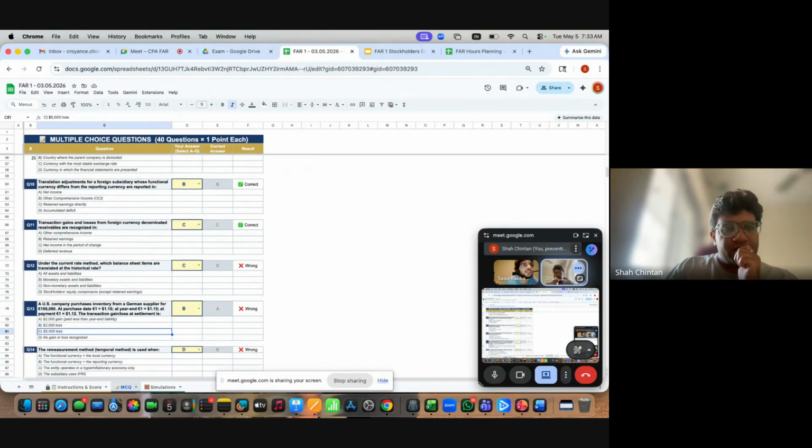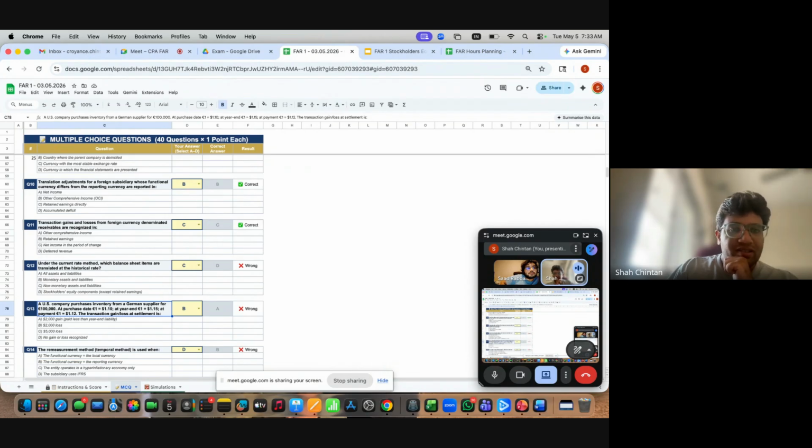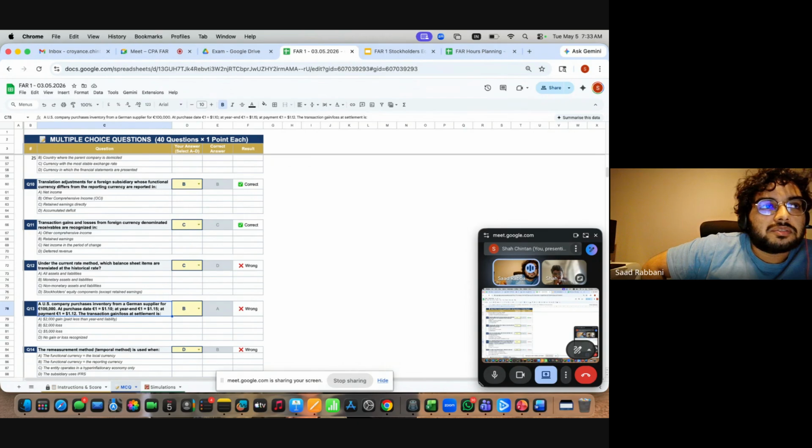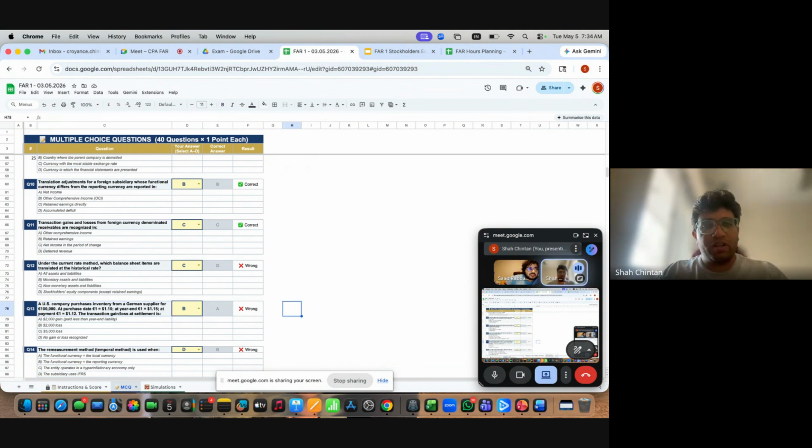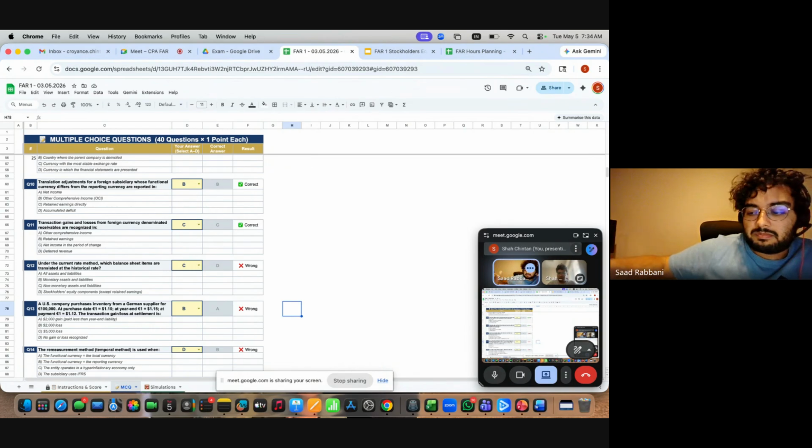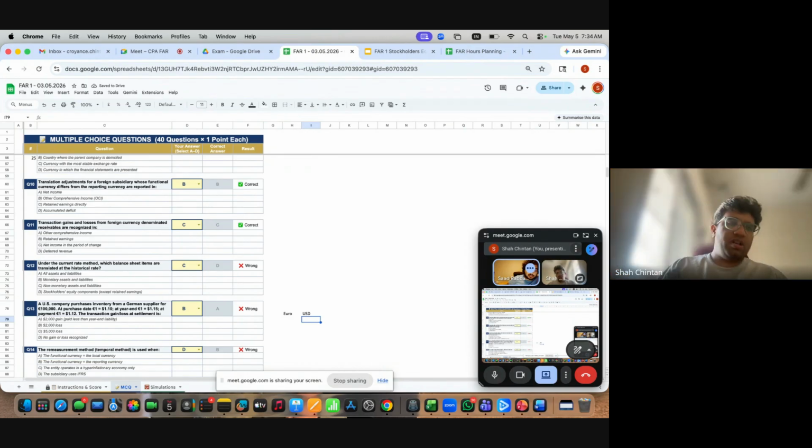A US company purchased inventory from a German supplier for 100,000 euro. At the date of purchase, 1 euro is equal to 1.10. At year end, 1 euro is equal to 1.15 and the payment is at 1.12. The transaction gain and loss at settlement is? It's a simple one. My answer was 3,000, and that was not an option. How did 3,000 come? I had already recorded the gain and loss at year end, and then from year end to the day we settle there was more. Let's just solve this.